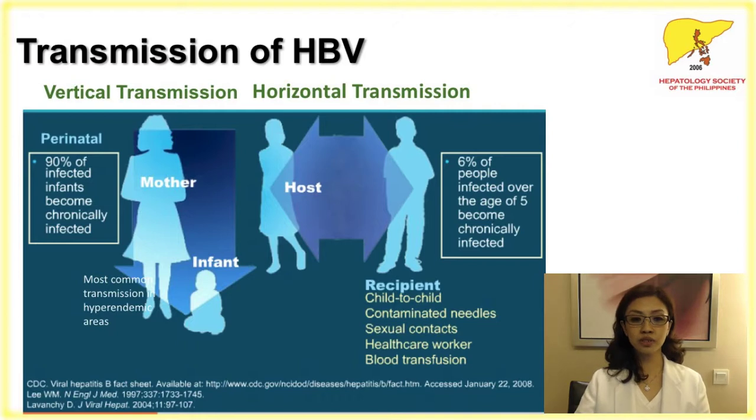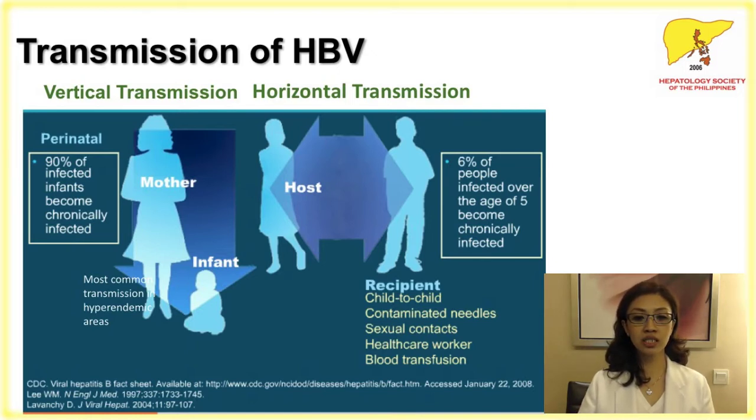Now, there are two types of transmission, vertical and horizontal. Vertical transmission of hepatitis B is the passage of viral hepatitis from the infected mother to the newborn child during that period immediately before and after birth. In this perinatal transmission, there is a 90% chance that the newborn will develop chronic illness. Now, in a hyperendemic nation such as the Philippines, where prevalence of hepatitis B is 16.7%, this is the most common way of transmitting hepatitis B.